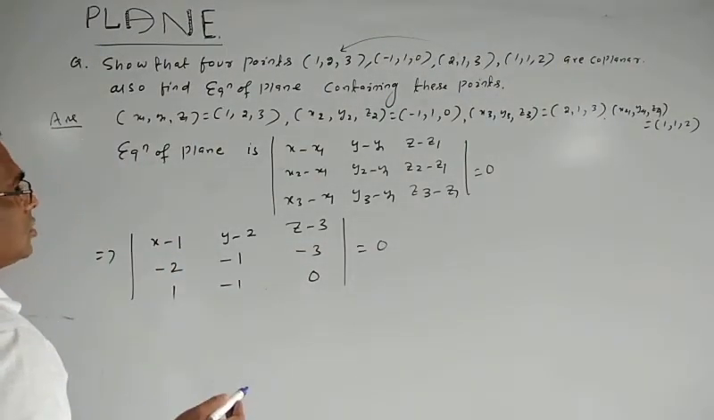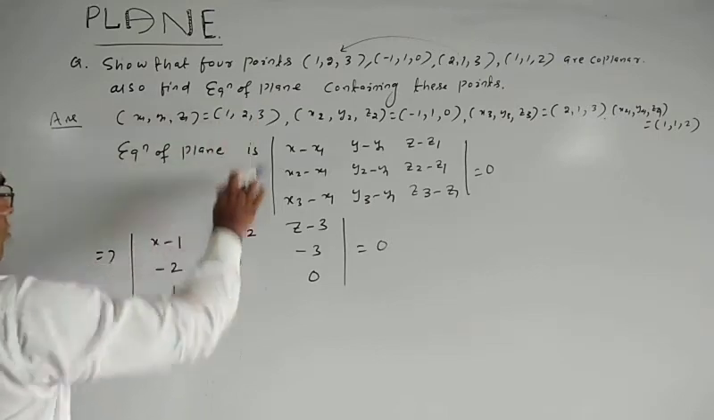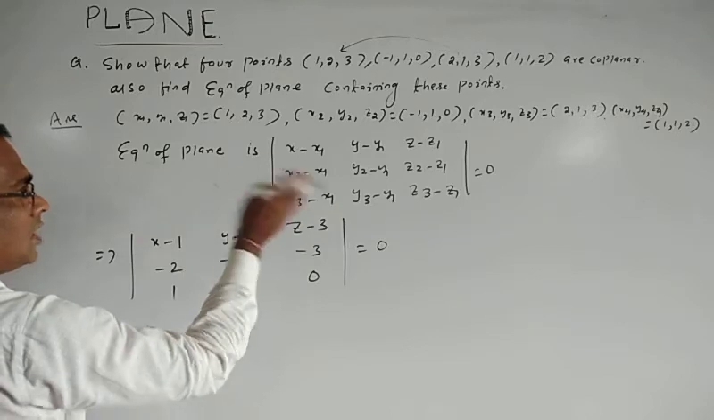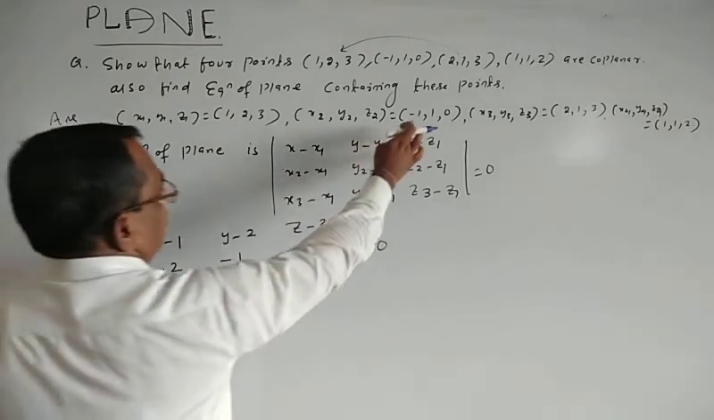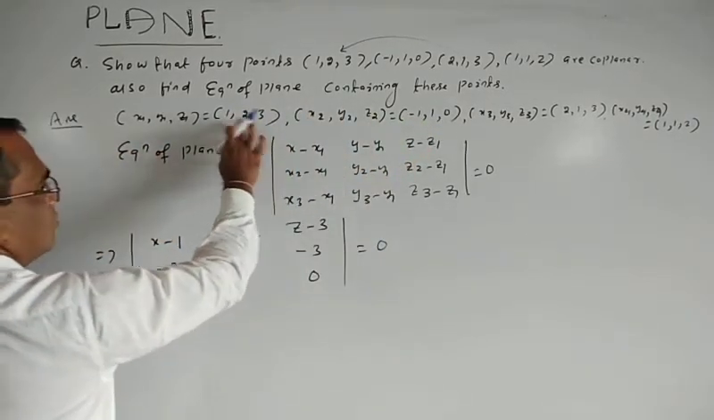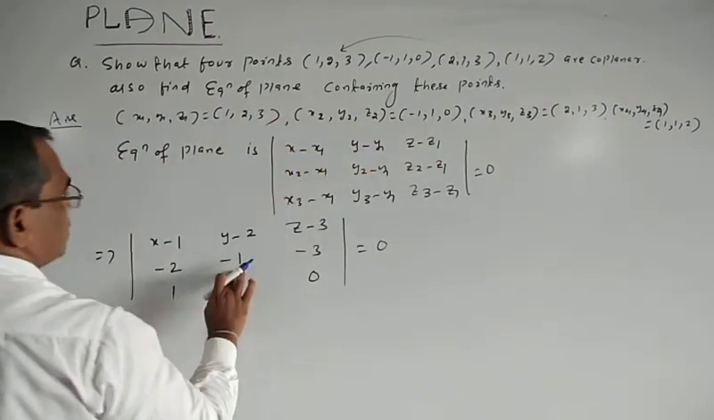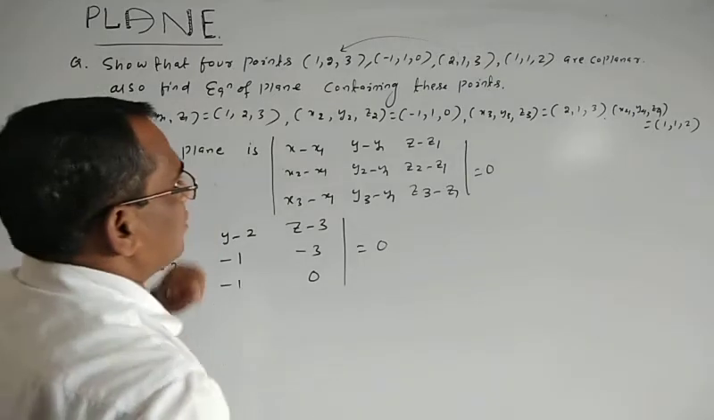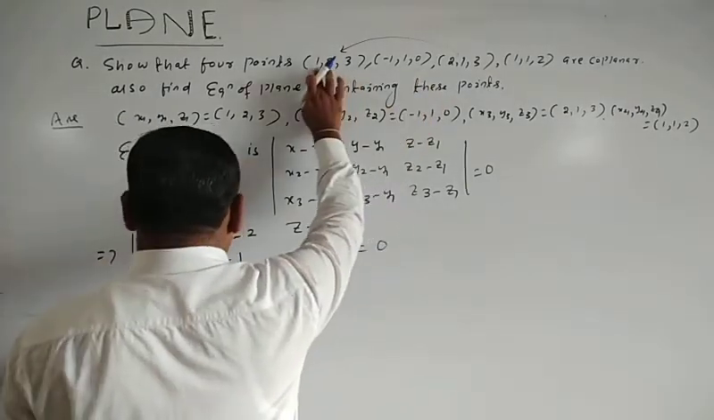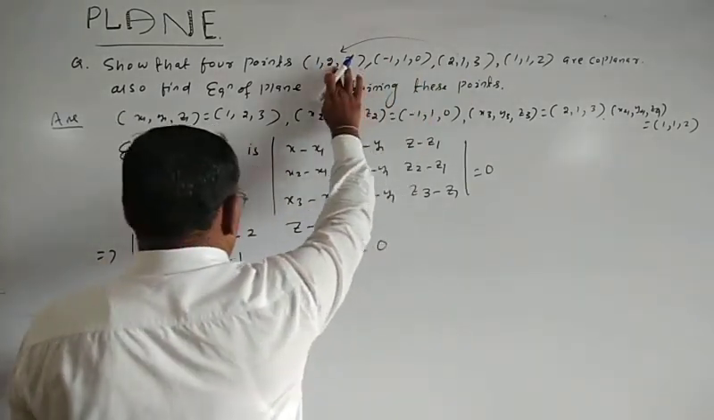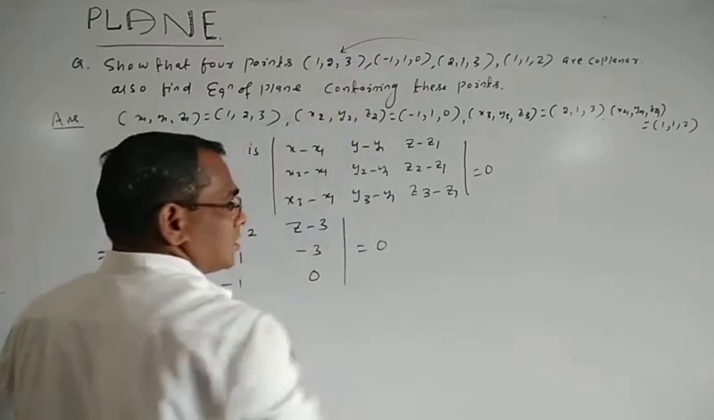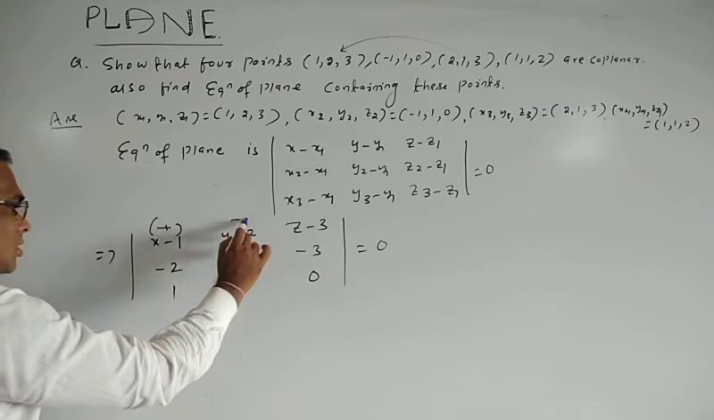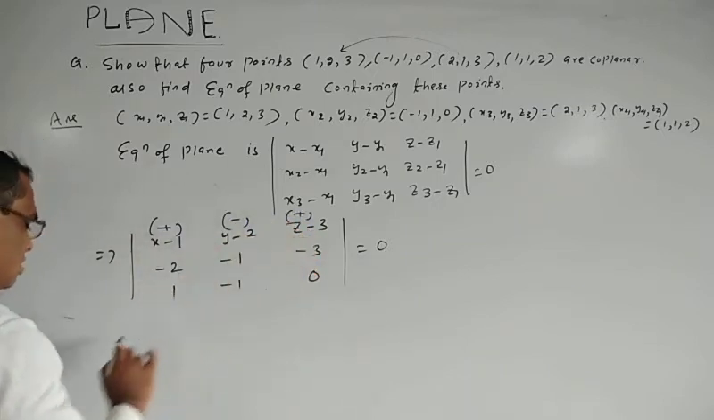Then again we check this one: x minus 1, y minus 2, z minus 3. Then second point minus first point: this is -1 minus 1, 1 minus 2, 0 minus 3. Then third point minus first point: 2 minus 1, 1 minus 2, and 3 minus 3. Then expand this one. Here this is a plus, this is a minus, and this is a plus.